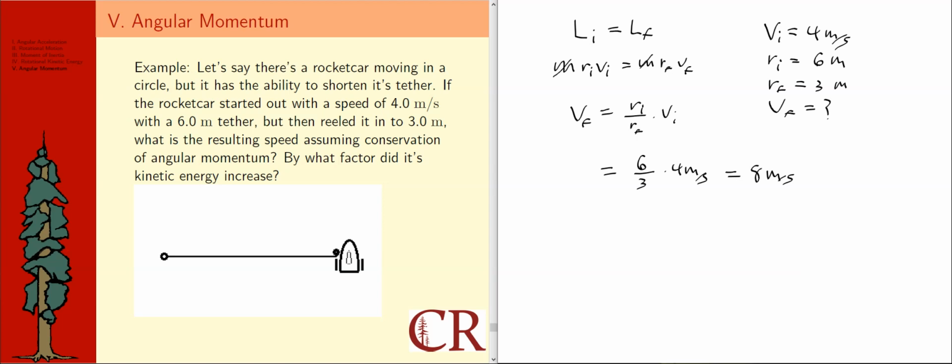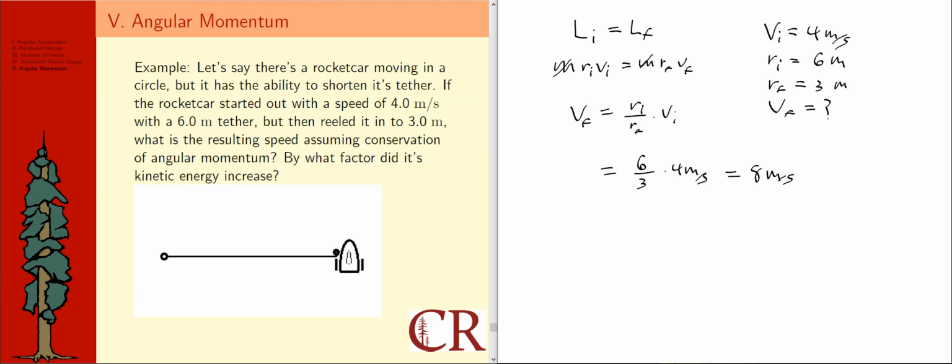Now, the second part of this question is by what factor did its kinetic energy increase? It turns out for a rocket car like this, it's perfectly fine to use the formula 1/2 mv squared, even though it's rotating. You could use the rotational kinetic energy formula and try to figure out the correct moment of inertia in each case, but that would complicate things a bit. Since it's just a point object moving with a speed v, it doesn't matter that it's moving in a circle. 1/2 mv squared will give you the same answer and is far easier to do.